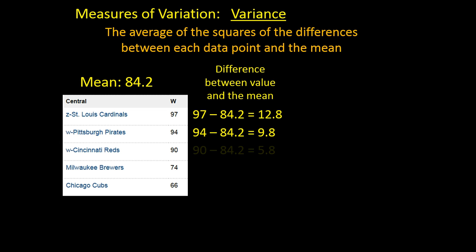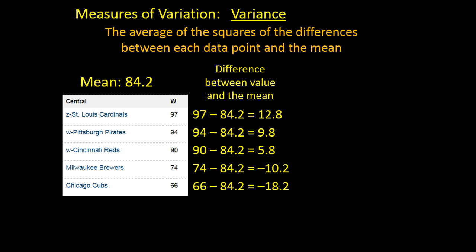For the Pirates, it was 9.8. The Reds, 5.8. Milwaukee Brewers, negative 10.2. And Chicago Cubs, negative 18.2. Now you'll notice we've got some negative values here. That's because we're not saying that this is a distance, we're saying it's a difference. So a negative value means that we had a data point that was smaller than the mean.